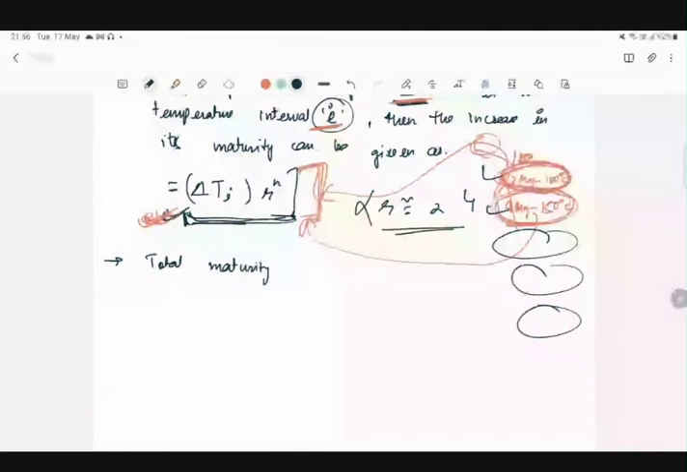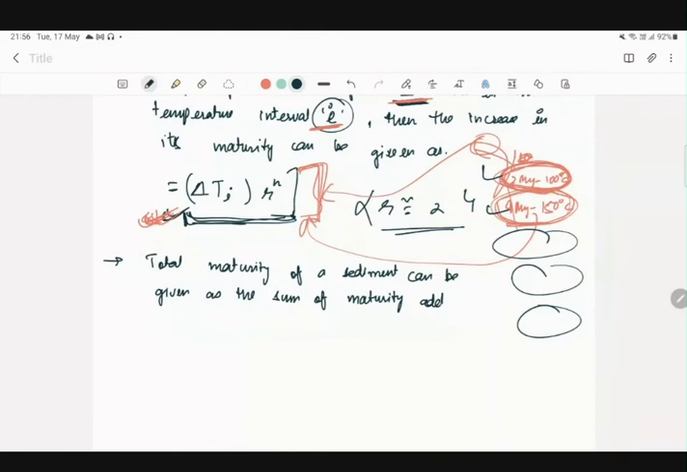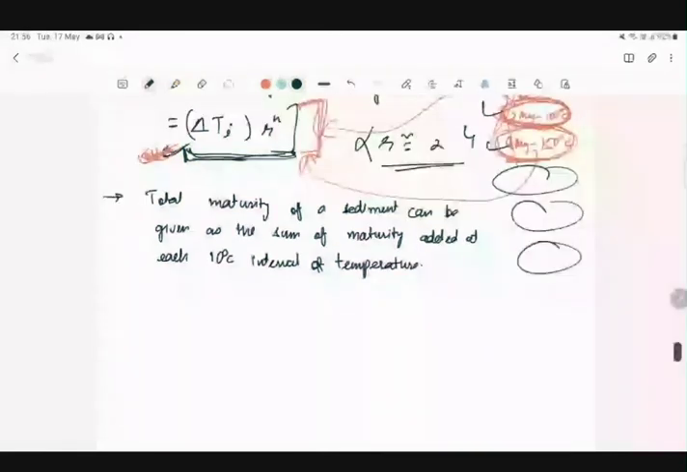So write down the equation. Total maturity of a sediment can be given as the sum of maturity added at each 10 degrees Celsius interval of temperature. Okay, and this is given by the time temperature index, that is TTI.